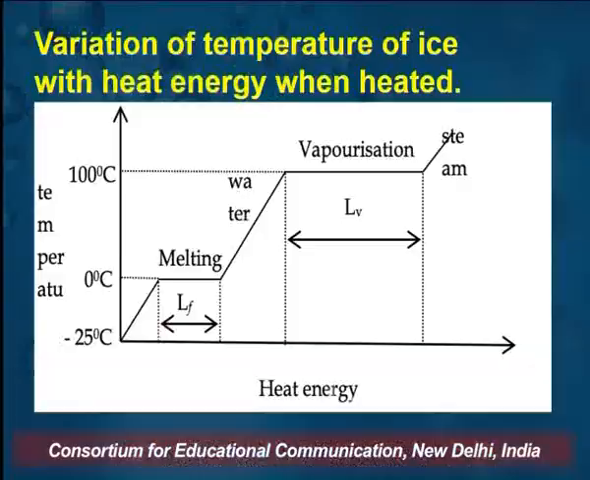Now, this figure is showing the variation of temperature of ice with heat energy when it is heated. On the y-axis, we have temperature. On the x-axis, we have heat energy. If initially we have the ice form of water, then when heat is applied, the temperature increases from -25 to 0. At 0 degrees, melting takes place because of the latent heat of fusion. Then from 0 to 100 the water is heated. At 100 again water changes into steam because of the latent heat of vaporization.